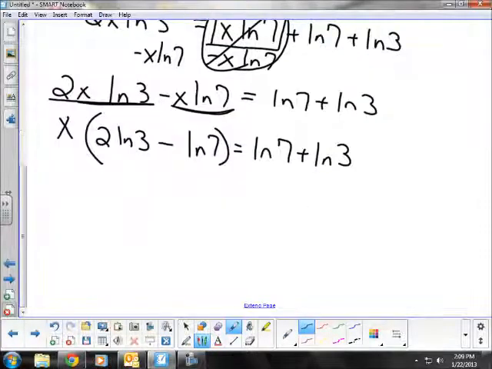And then, of course, I'm not doing anything to the other side, so I've just got to write it down. Now, I've got x times that thing, so I can just divide by that thing. It's kind of ugly, but I can still divide by it, right? So that'll get it on over there.